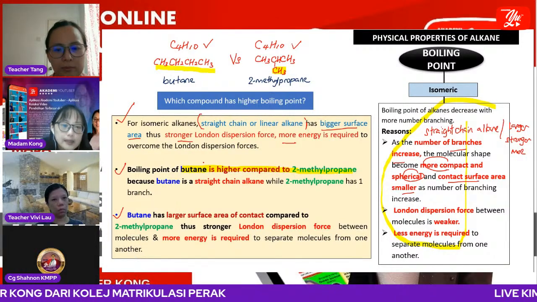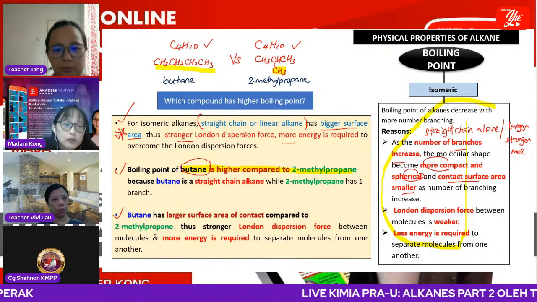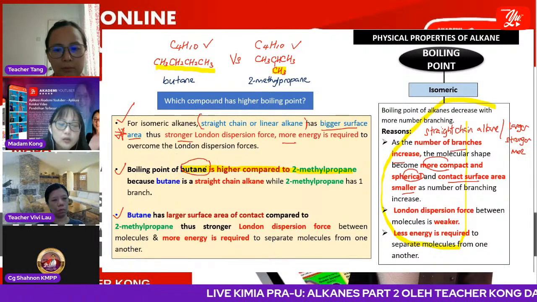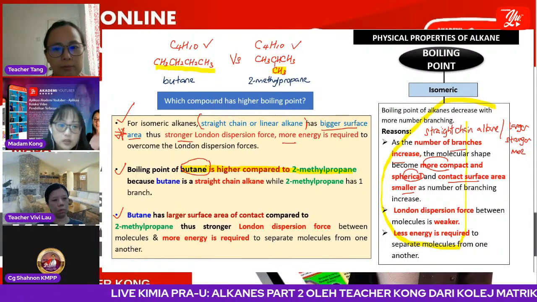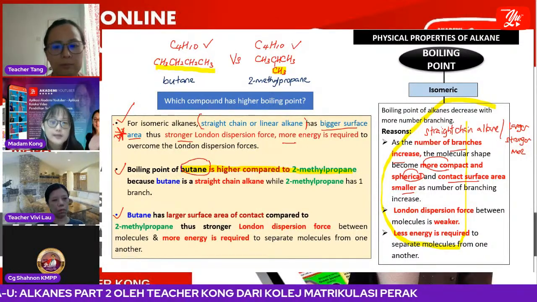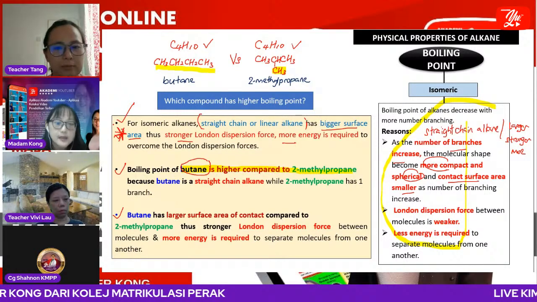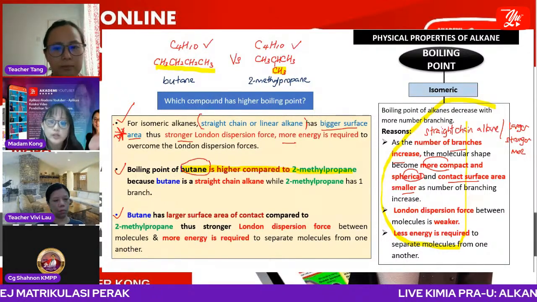Maybe they can answer, "Butane has higher boiling point," and then they straight away give this explanation. For information, if you give the answer butane, you get one mark. Butane is higher, and then you give this explanation, normally no mark is given, because you have to answer specifically. So you must mention why butane has higher boiling point compared to 2-methylpropane.